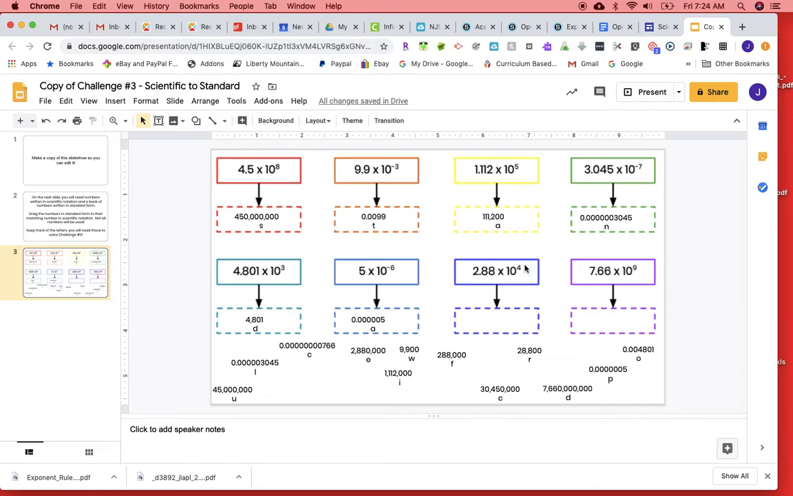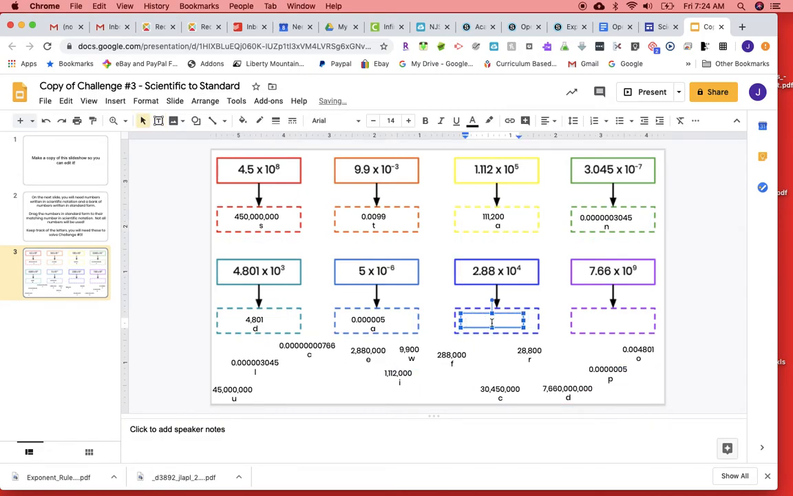2.88 times 10 to the 4th. This positive 4 is telling us our number has to get bigger, so I'm going to move to the right. I'm going to move it 1, 2, and then add 2 more zeros. If I wrote that out, we had 2.88, so I want to move it 2 places to the right there, and then add 2 more zeros for a total of 4.